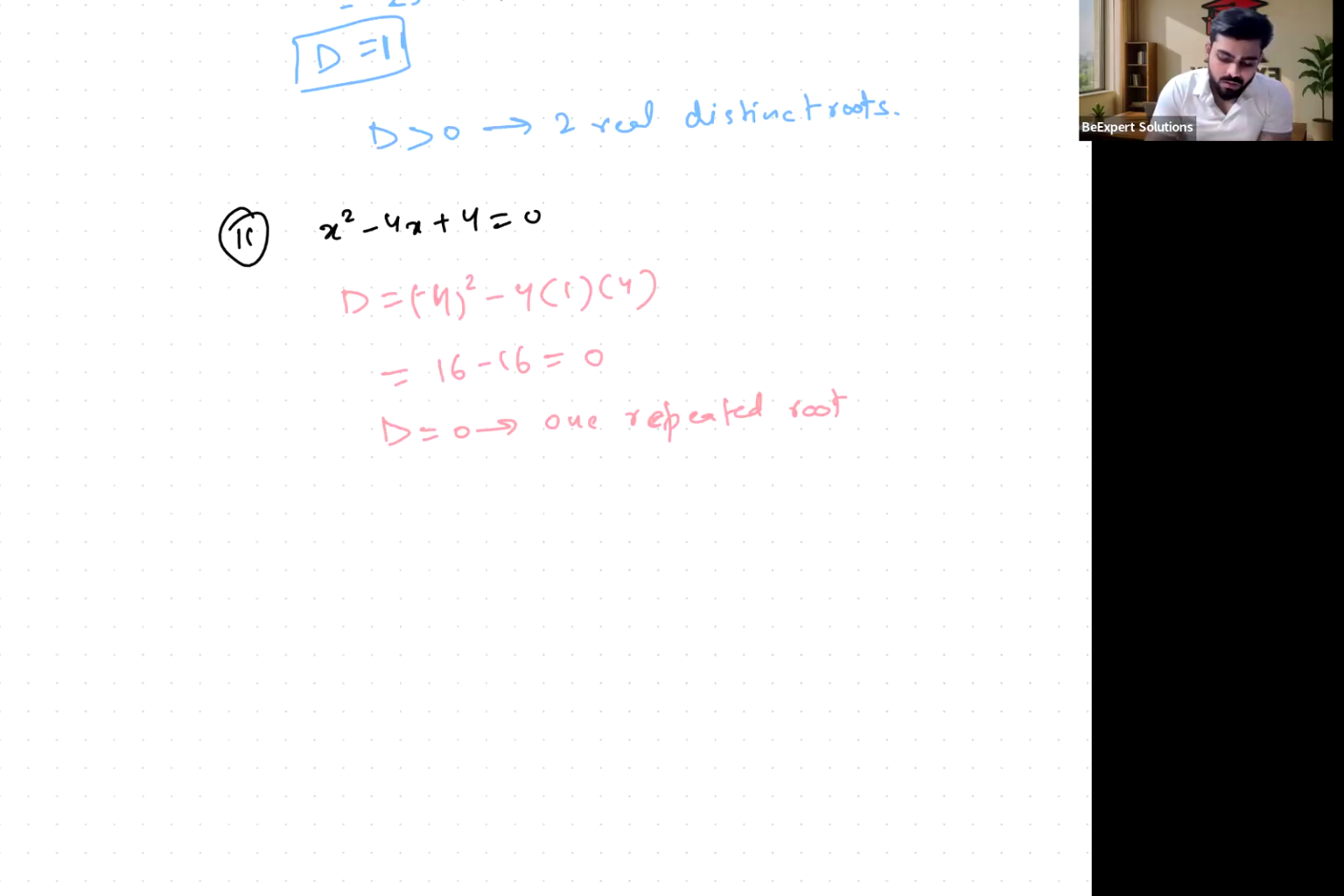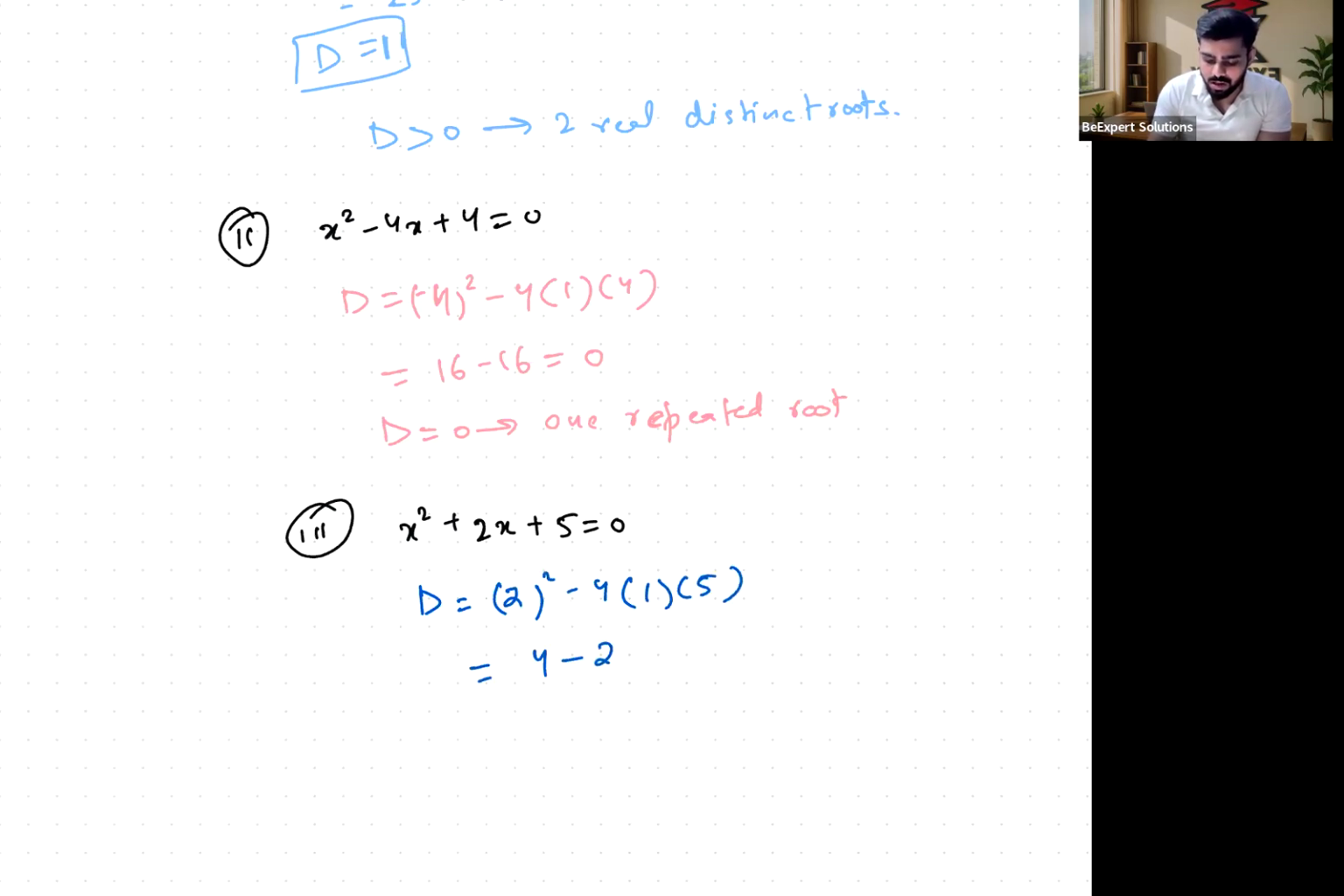Okay, then you can have the third question also, where you will be having x square plus 2x plus 5 is equals to 0 again. So in this case, if you figure out D, it would be D is equals to b square minus 4ac. b square is 2 square here, minus 4 times a times c, which is basically equals to 4 minus 20, which is basically minus 16. D less than 0, this would be no real roots, you can say no real roots formed here.